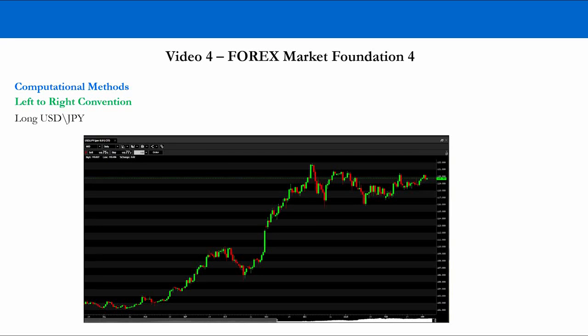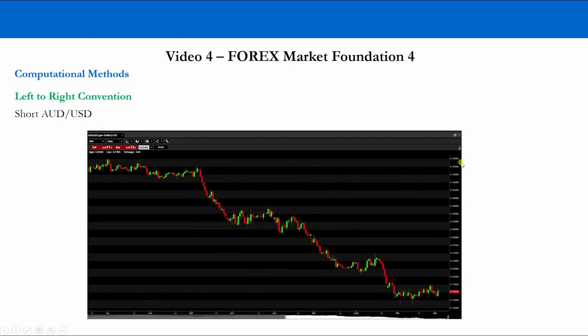If we look at the dollar yen here, for example, back here the dollar was buying 102 yen. Much further down the line, the dollar is now buying 119 yen. So the dollar buys more yen, and if we're long, we want this exchange rate to go up. Conversely, if we're short an exchange rate, we want it to go down.